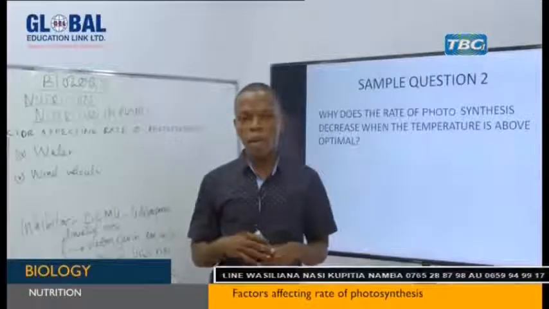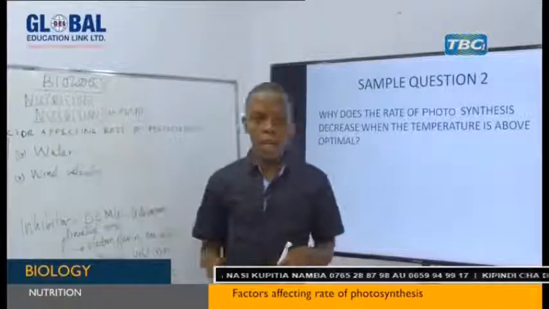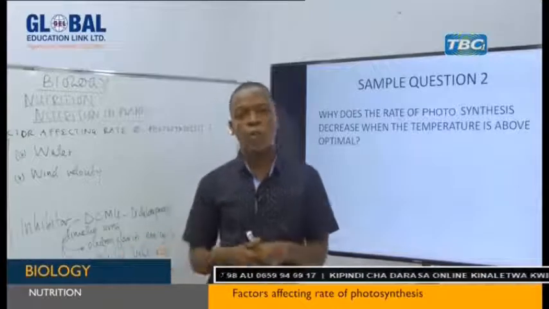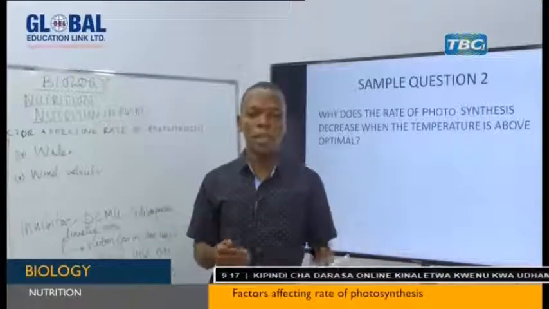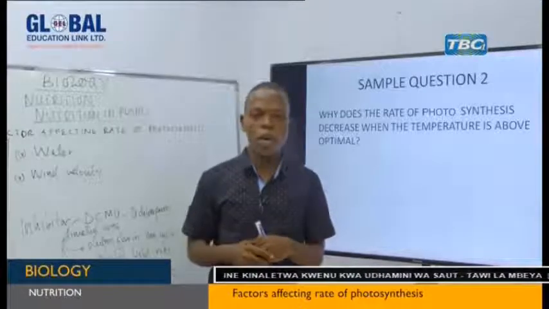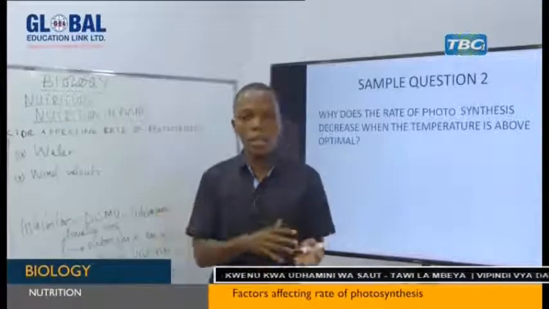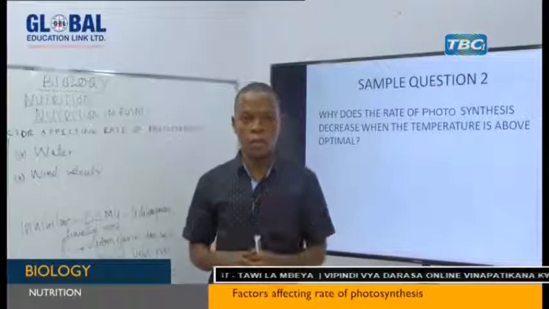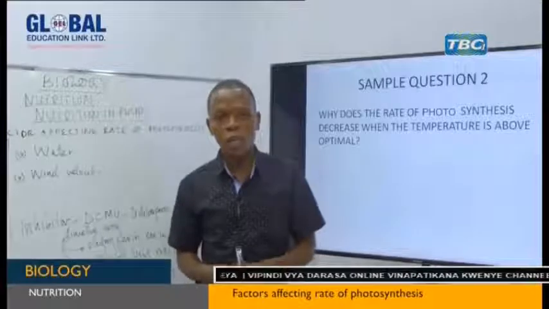Let me conclude my lesson by saying we have seen the factors which affect the rate of photosynthesis, internal factors and external factors, and how each factor affects the rate of photosynthesis. Therefore, what you're supposed to know here is whether each factor is internal or external, and how it affects the rate of photosynthesis. Thank you so much for listening.